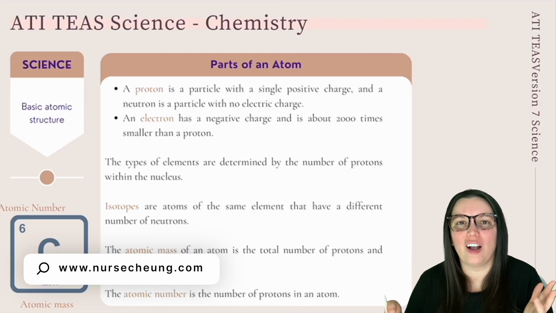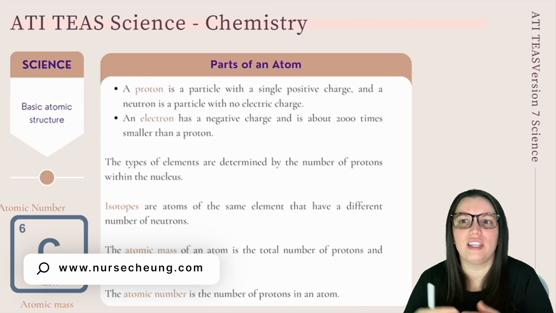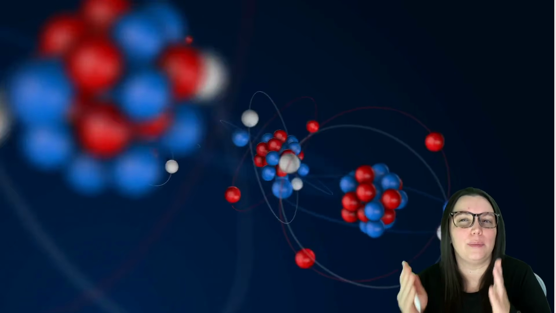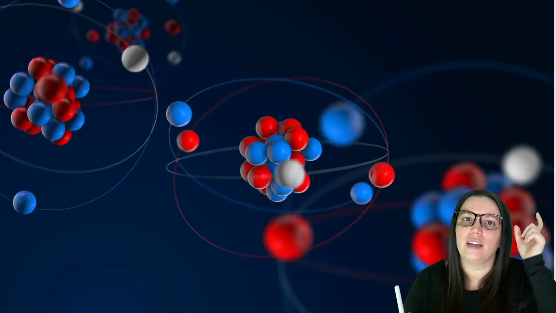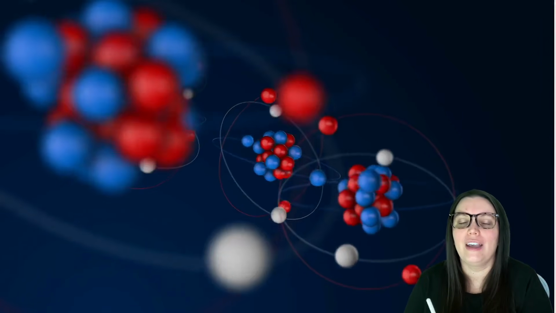And what better way to kick it off than looking at the different parts of an atom? Atoms consist of structures within the nucleus containing protons and neutrons. Electrons orbit around the nucleus in shells. So as we begin, a proton is a particle with a single positive charge. When you're trying to remember it, think proton, positive charge. Whereas our neutron actually has a neutral charge, right? It has no electrical charge at all. So proton, positive charge. Neutron, neutral, no charge.